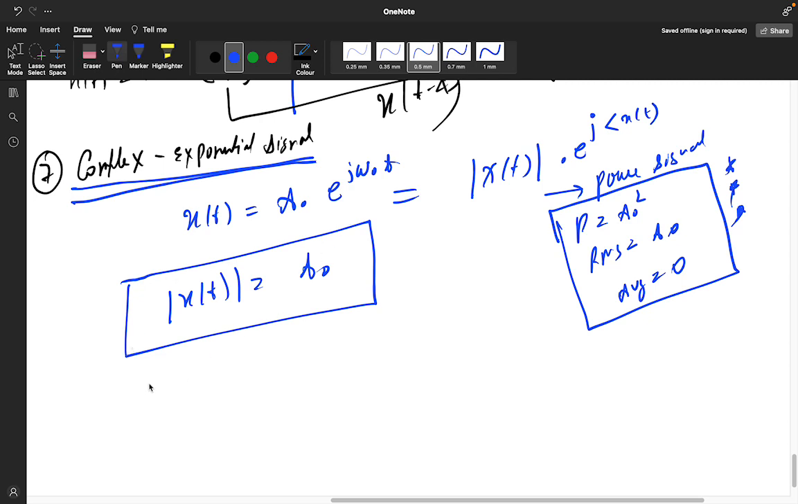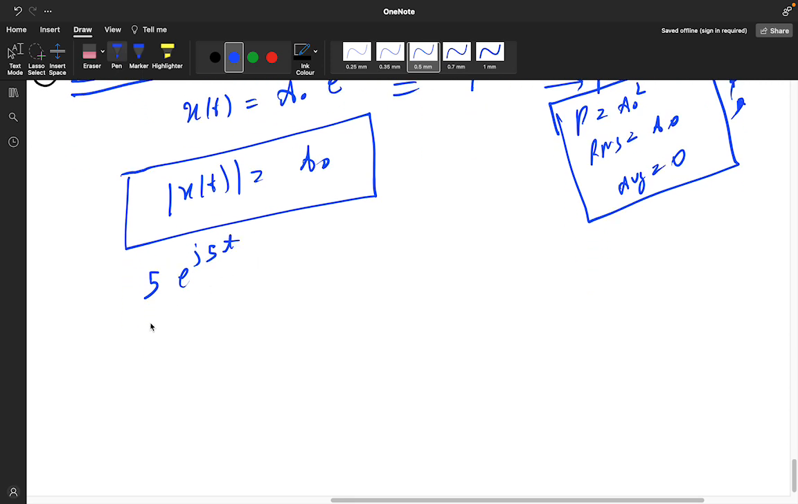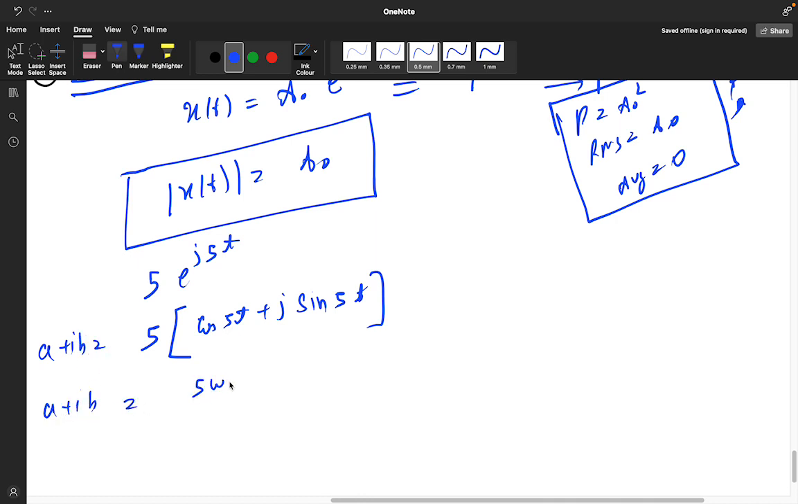Like I am writing 5 e power j 5t. Okay, so what is the meaning of this? I am taking the constant 5 outside. E power j 5t means, by Euler's theorem, cos 5t plus j sin 5t. So this is coming in a plus ib form, which means 5 cos 5t plus j 5 sin 5t.